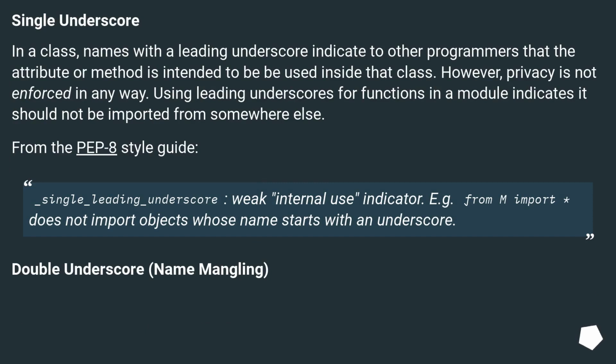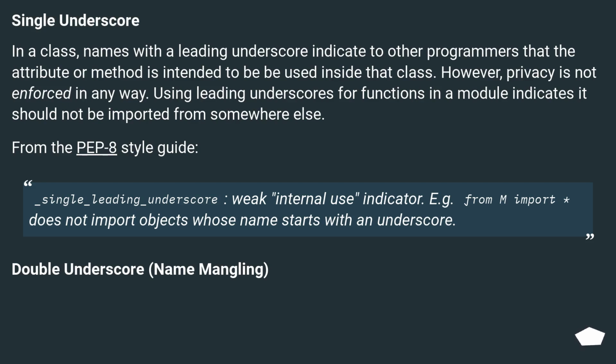Single underscore. In a class, names with a leading underscore indicate to other programmers that the attribute or method is intended to be used inside that class. However, privacy is not enforced in any way. Using leading underscores for functions in a module indicates it should not be imported from somewhere else.